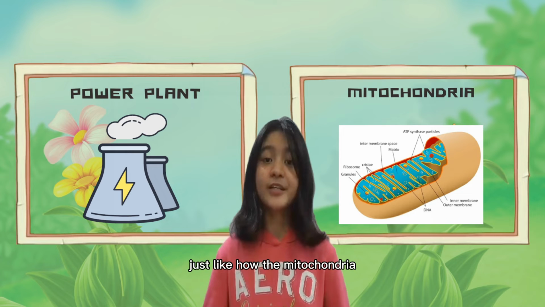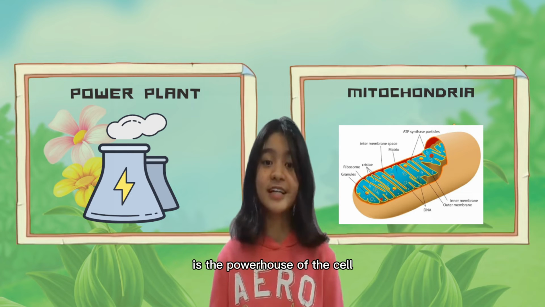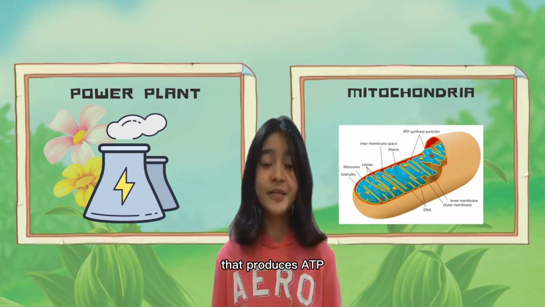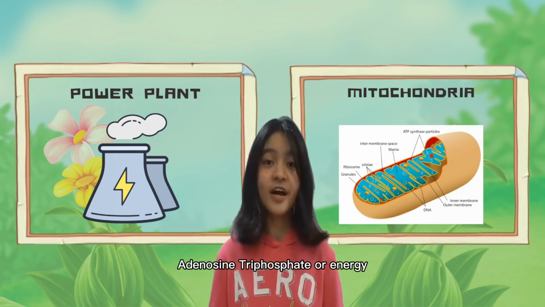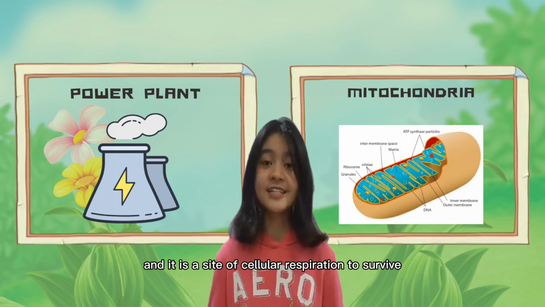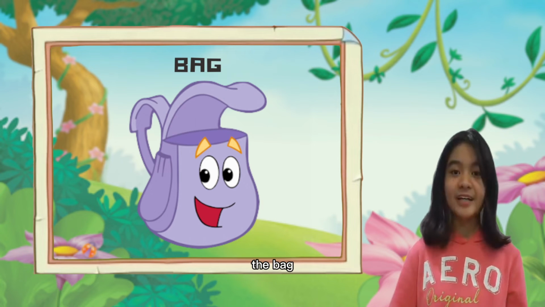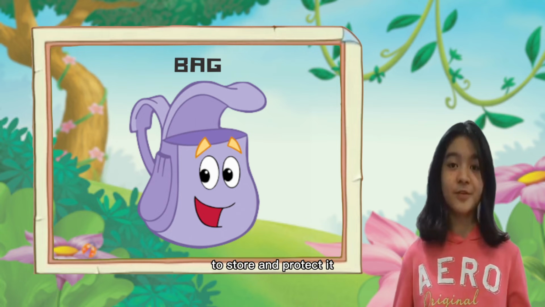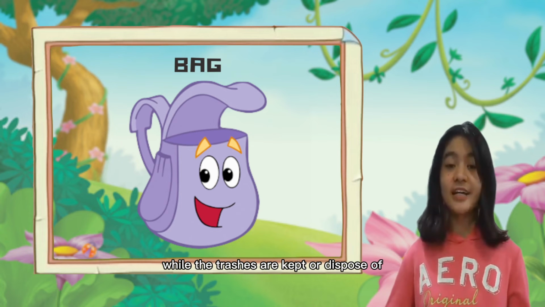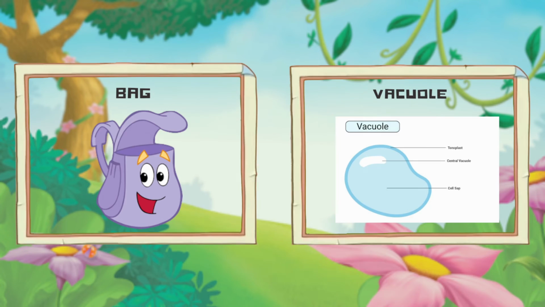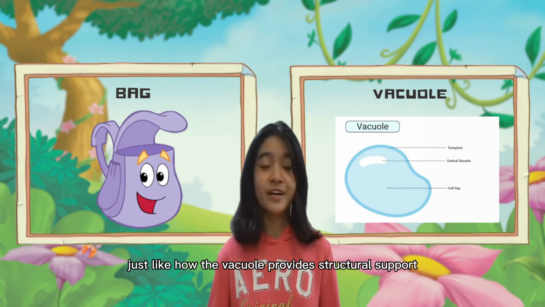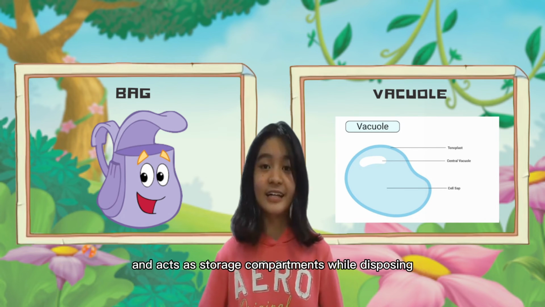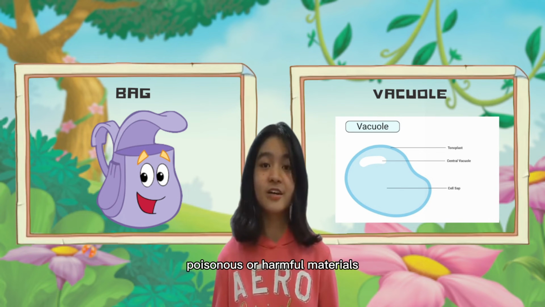Just like how the mitochondria is the powerhouse of the cell that produces ATP or adenosine triphosphate or energy, and it is a site of cellular respiration to survive. The bag. The bag contains all the essential materials to store and protect it while the trashes are kept or disposed of. Just like how the vacuole provides structural support and acts as storage compartments while disposing poisonous or harmful materials.